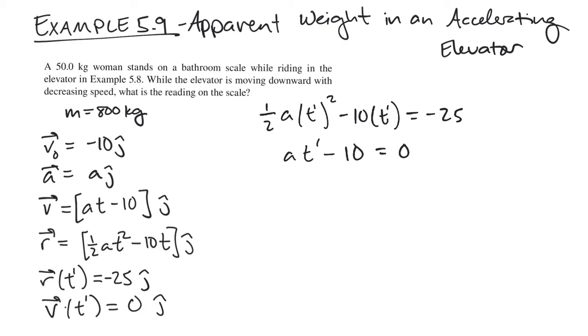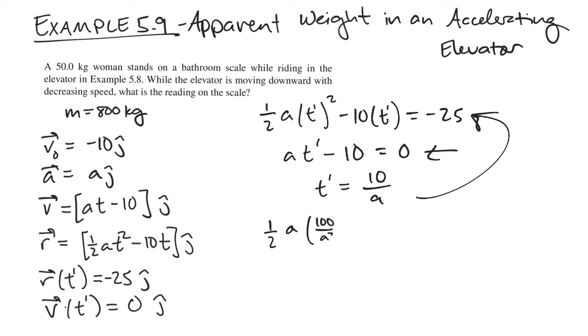So we can solve this for t prime pretty easily. Once we have the t prime, we can plug it into the other function. So if we solve that for t prime, we get it is 10 over a. Now we're going to plug that into this equation. 1/2, or sorry, a first. 1/2 a times 10 over a squared, so that's 50 over a, minus 10 times 10 over a, minus 100 over a is what we get there. And that equals negative 25.